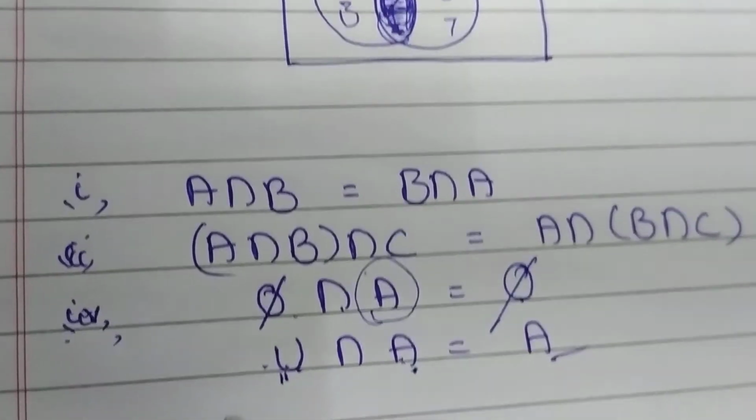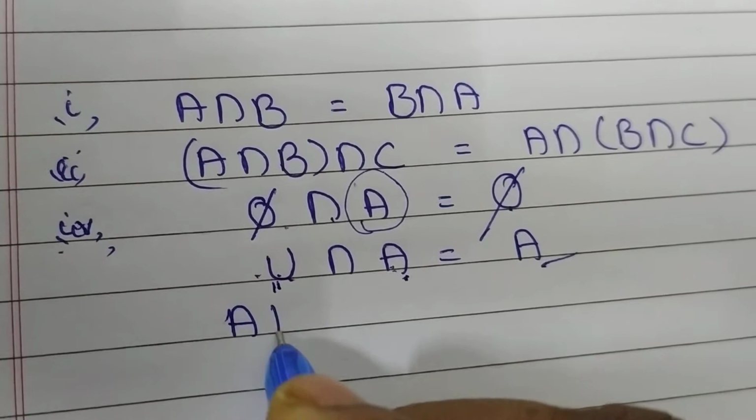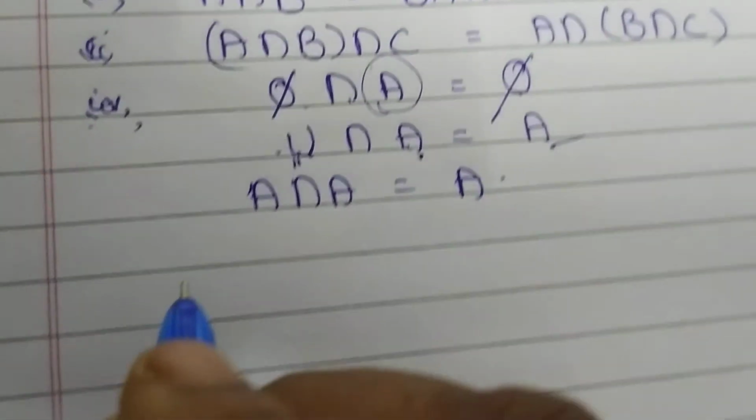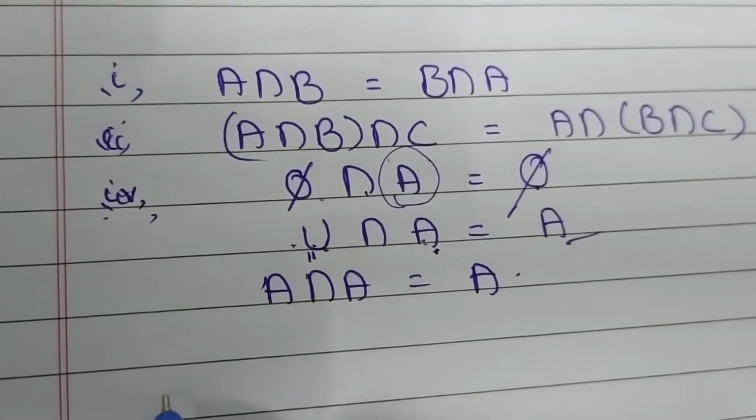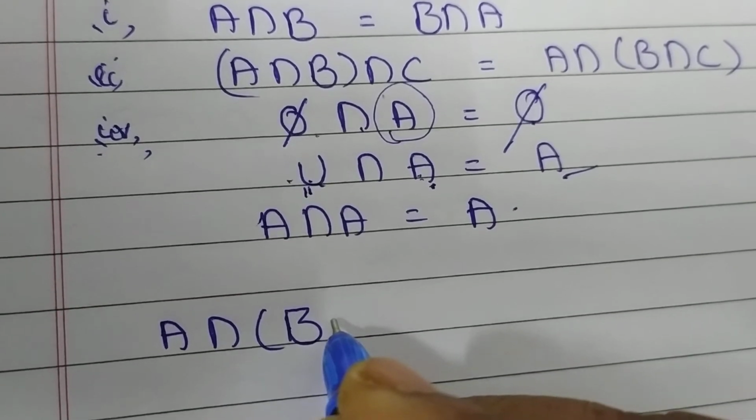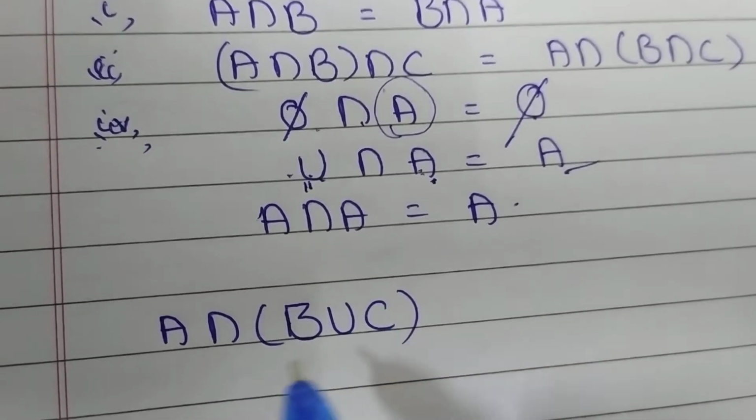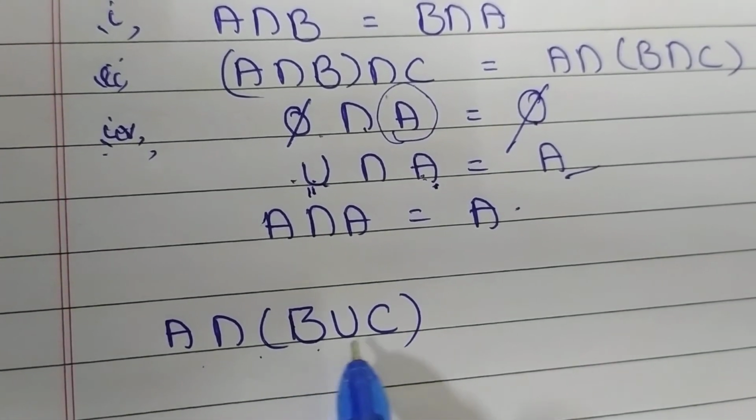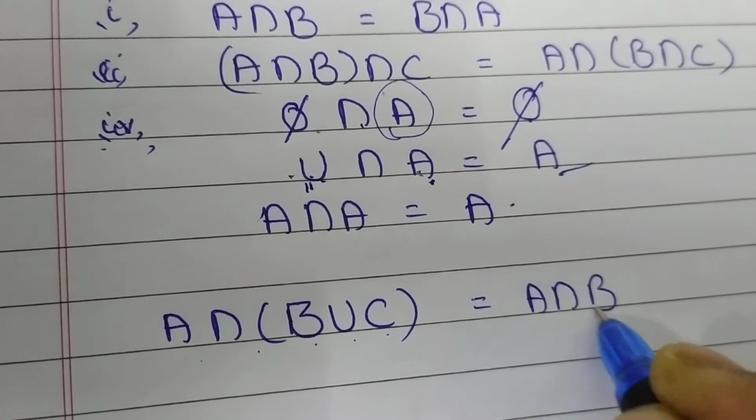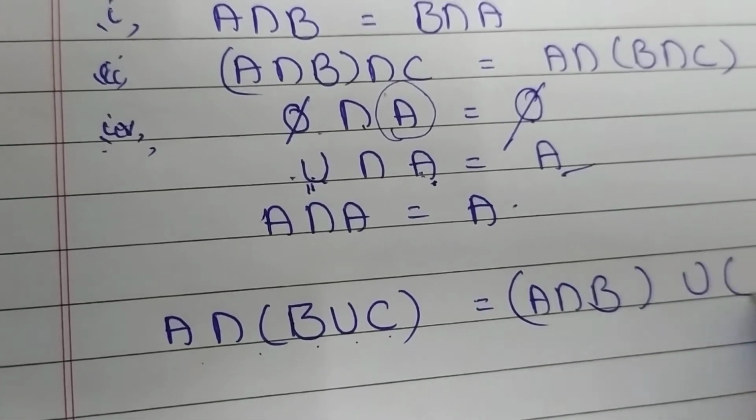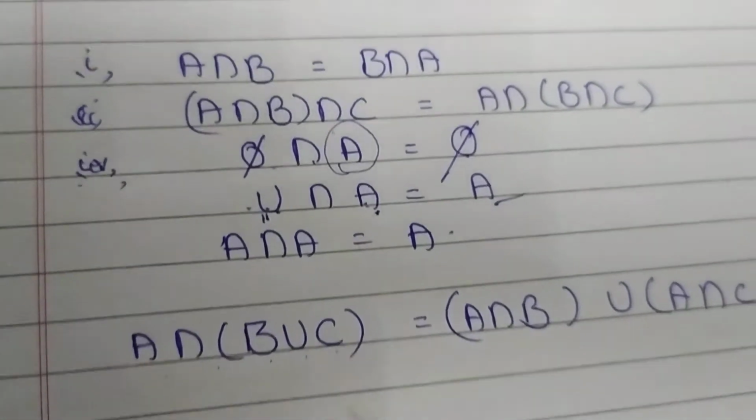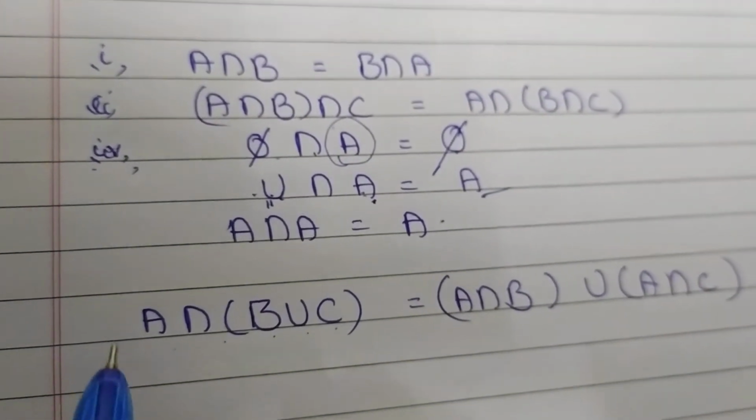Now the idempotent law, that is A intersection A equals A. And now coming to the distributive law, it is based on both union and intersection. A intersection (B union C) equals (A intersection B) union (A intersection C). So these are the properties based on the intersection.